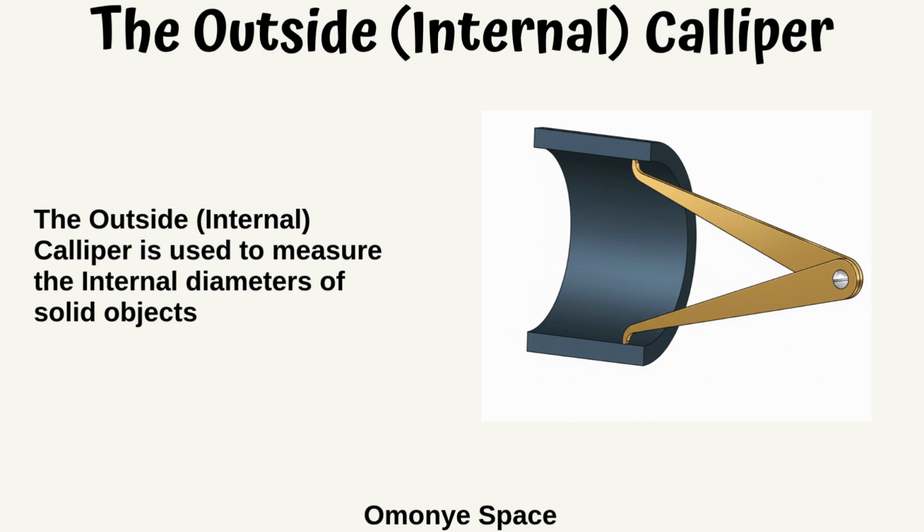The outside, which is also known as the internal caliper, is used to measure the internal diameters of solid objects. We have a clear image illustration of this and how to use it. After measuring the internal diameter of such solid objects, we remove it carefully and place it on the meter rule and know the exact measurement.